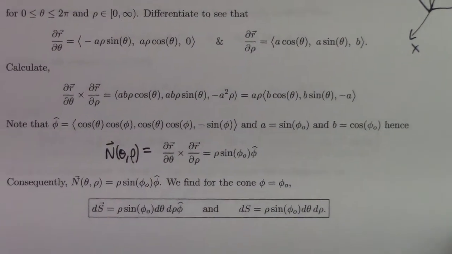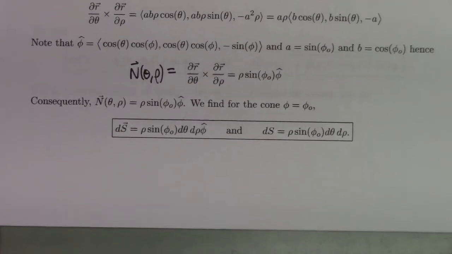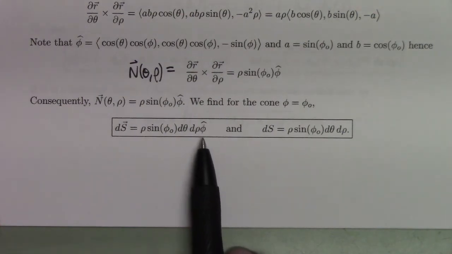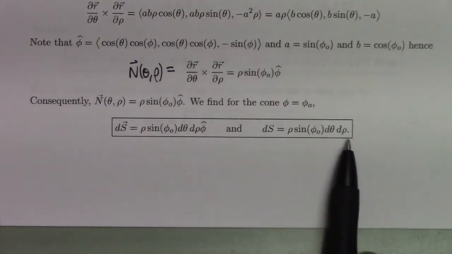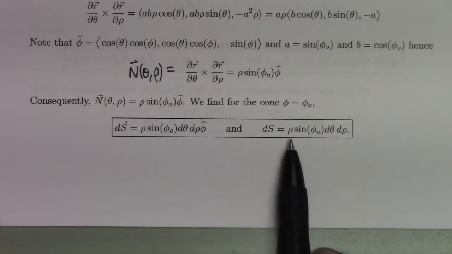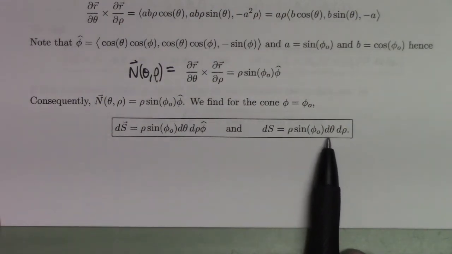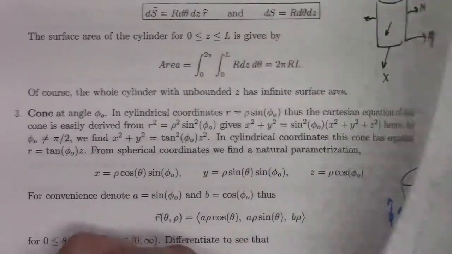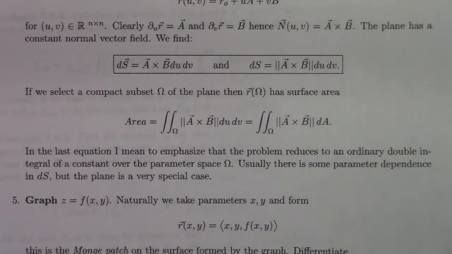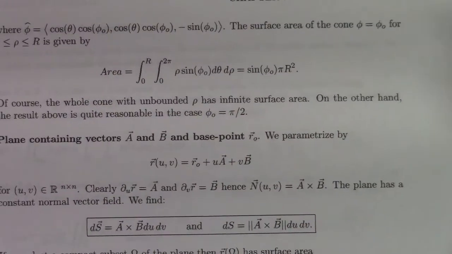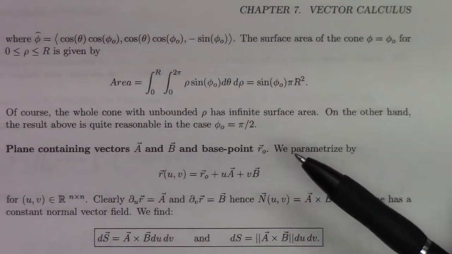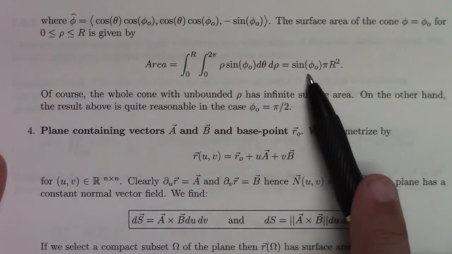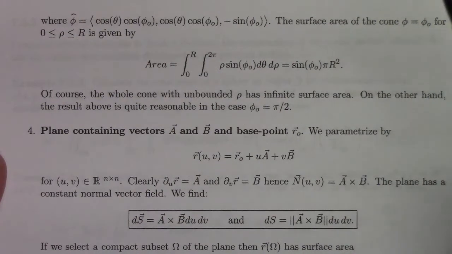So anyway, long story short, we find dS vector is rho sine phi naught dθ dρ phi hat, and the scalar infinitesimal surface area element is rho sine phi naught dθ dρ. And so now we can calculate the area of a cone of angle phi naught. You integrate the dS, and we get sine of phi naught times πr squared. Of course, this makes a lot of sense.